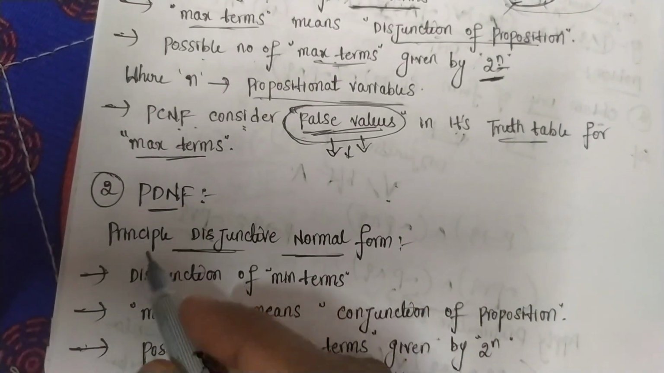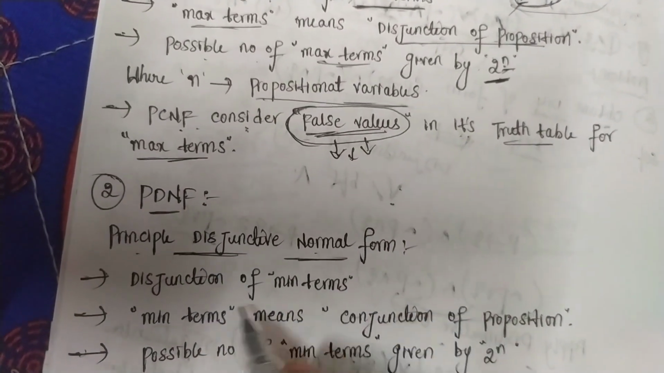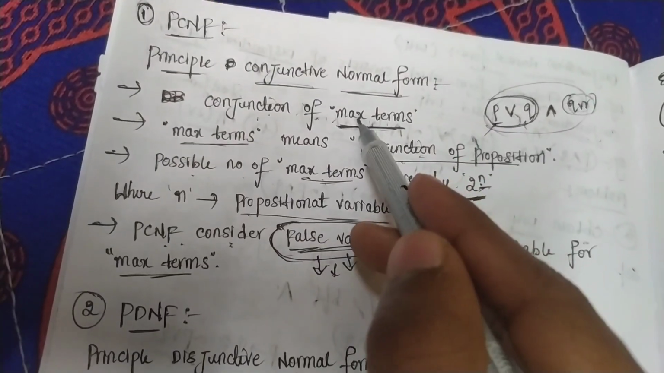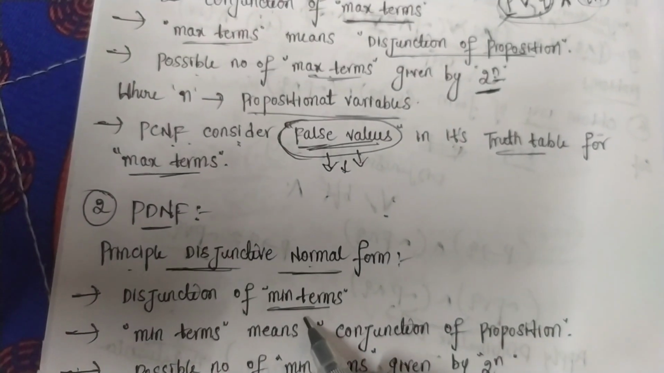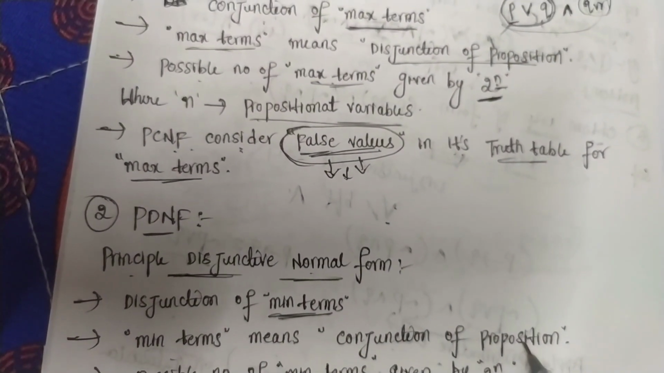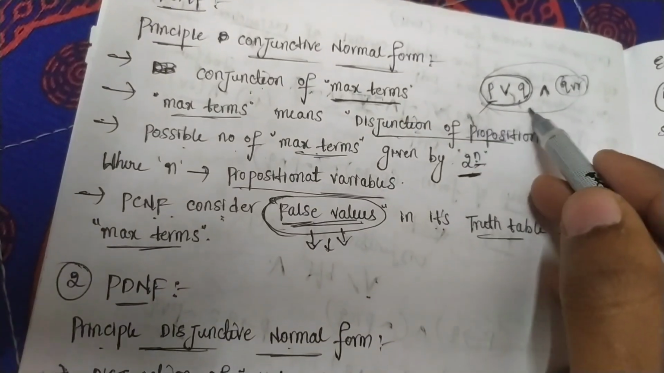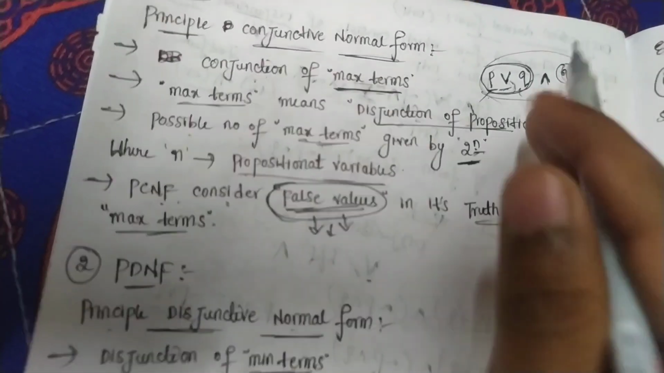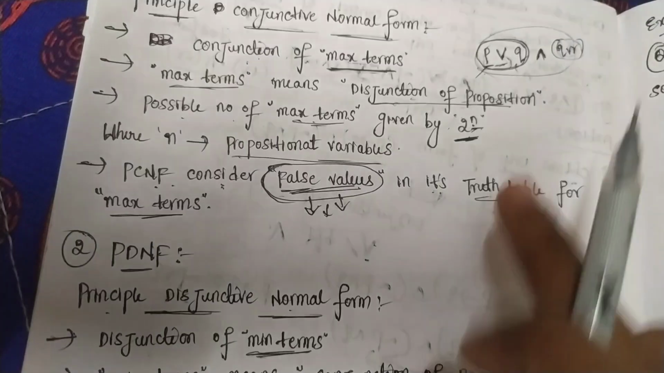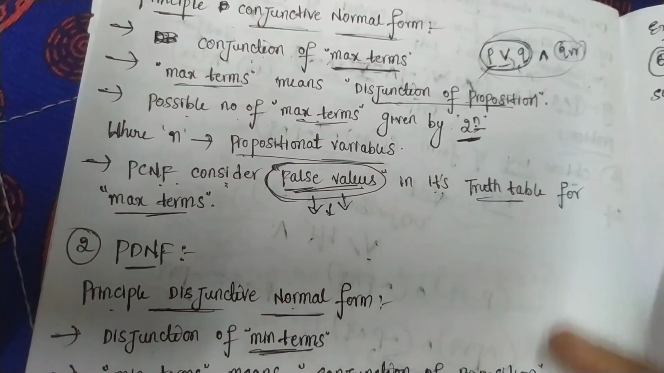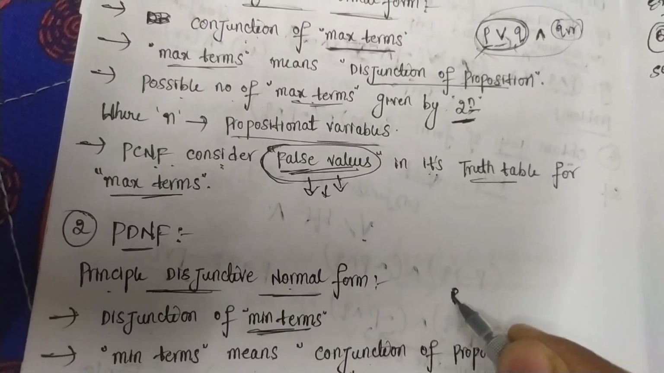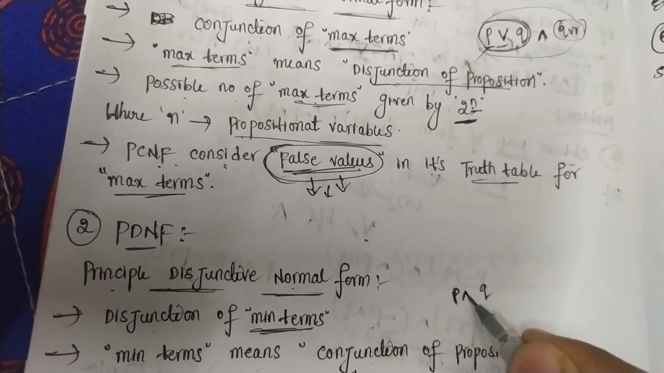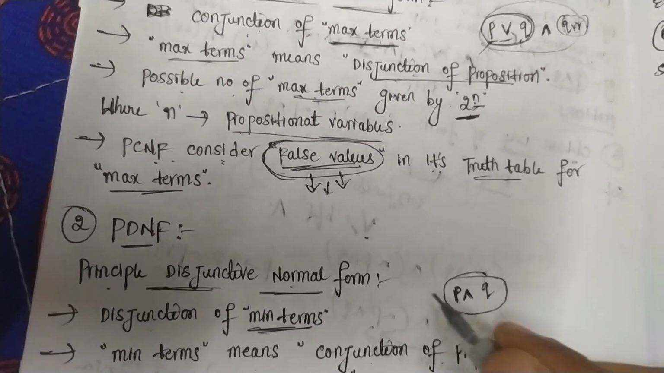Coming to the PDNF, that is principal disjunctive normal form. Here we have a disjunction of min terms, whereas in PCNF we have max terms. Min term means conjunction of propositions. In a max term we have the or symbol, that is a disjunction of propositions. PDNF is reversed to PCNF. Take P as a proposition and Q as another proposition. In between we place the and symbol. So this is the conjunction of propositions.